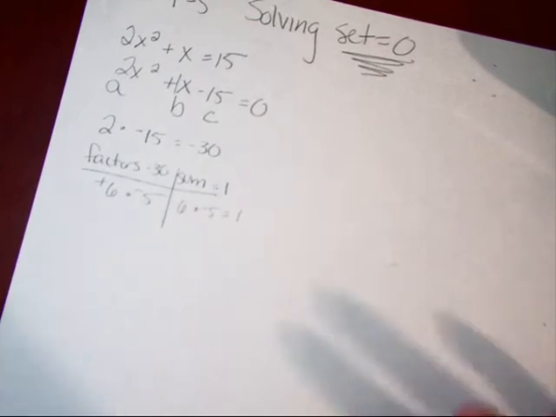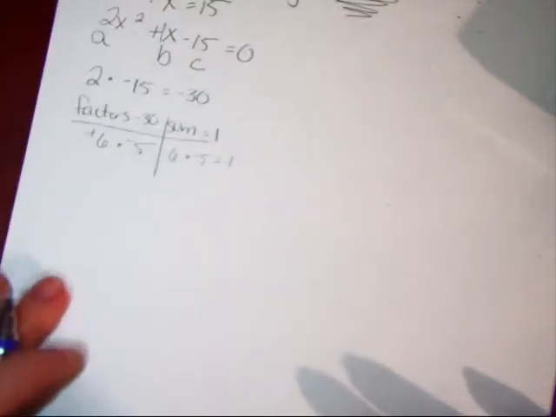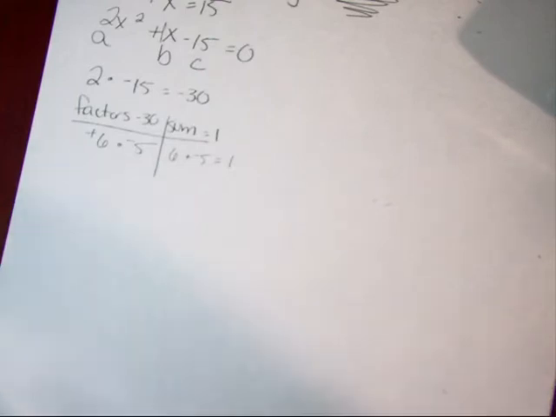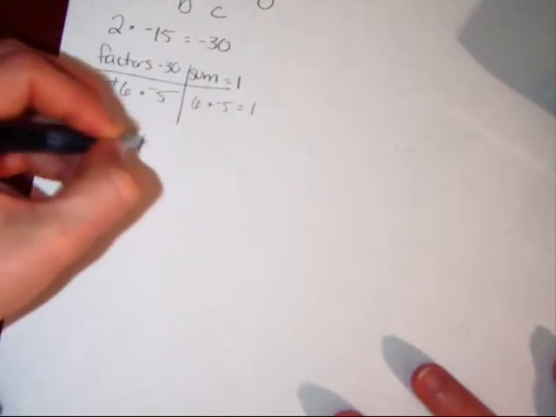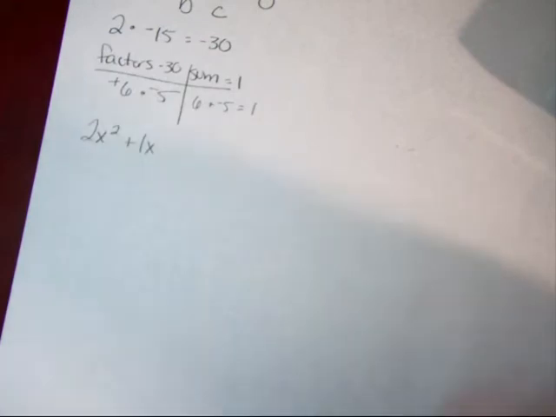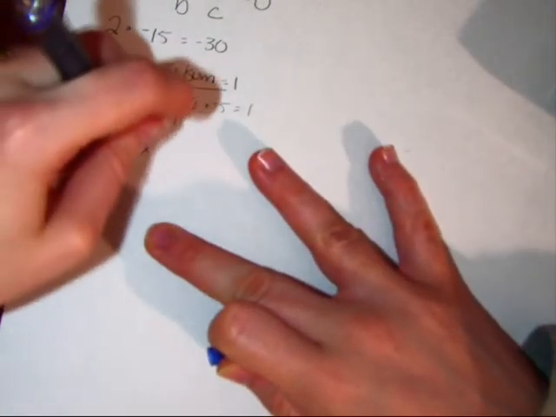You guys have got to be good at your multiplication if you want to be able to go that fast. Otherwise, you might be sitting here guessing 15 and 2 or 30 and 1. Okay? So I rewrite it, 2x squared plus 1x. Oh, not plus 1x. I just made the mistake, didn't I?